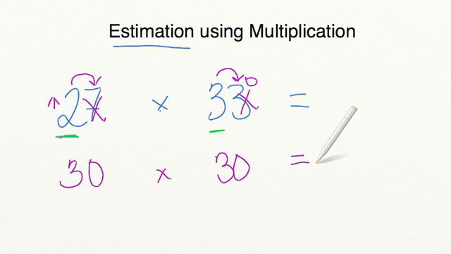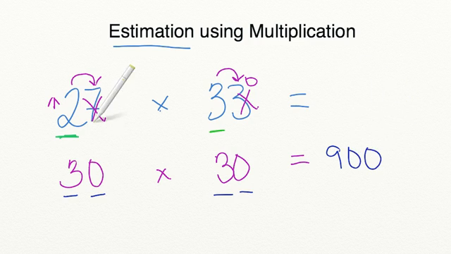Now this is going to make it a lot easier to be able to estimate the product of these two numbers. In order to do so, all we have to do is multiply our first numbers together. 3 times 3 equals 9, and then add on our remaining zeros. So we have 2 zeros. So 27 times 33 has a product of about 900.